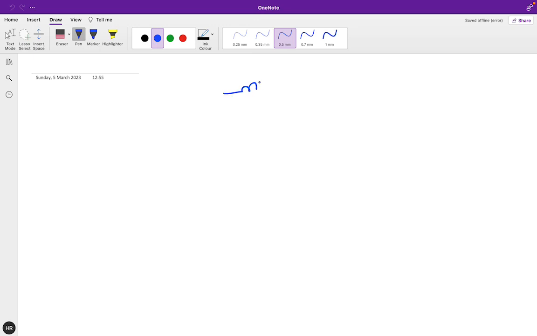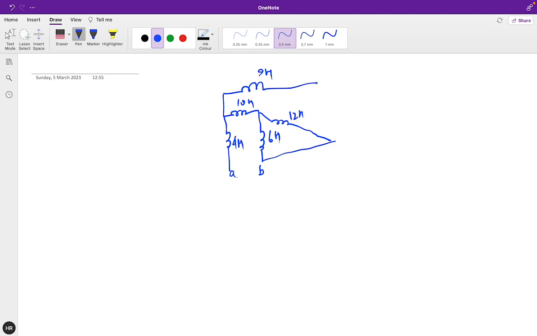See, you have 9 Henry here. This particular one is 10 Henry. This is 6 Henry. This is 4 Henry. This is A, this is B. This thing is 12 Henry. This is 3 Henry. How will you solve this?